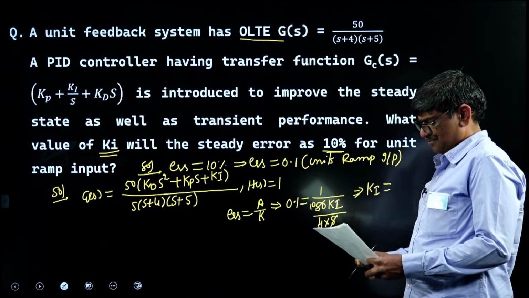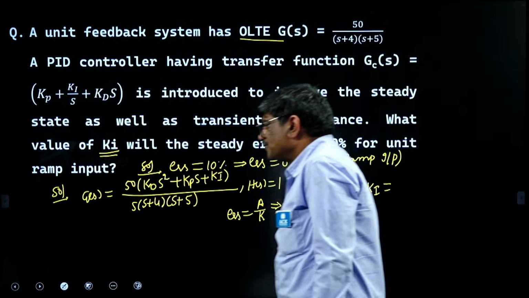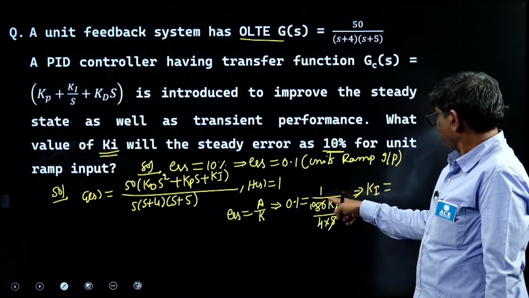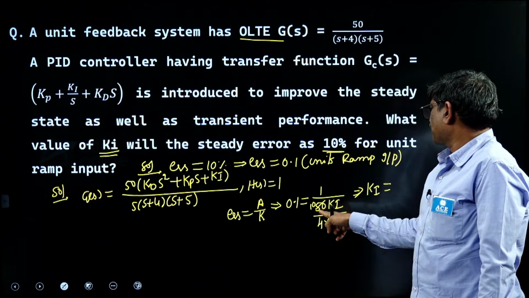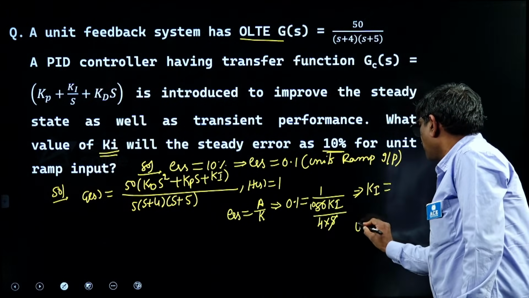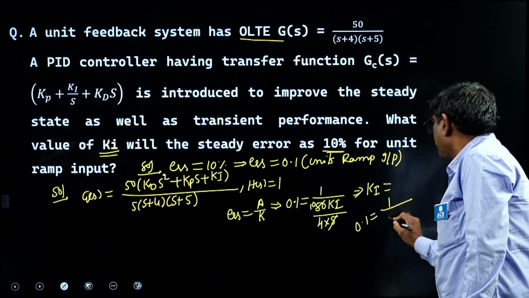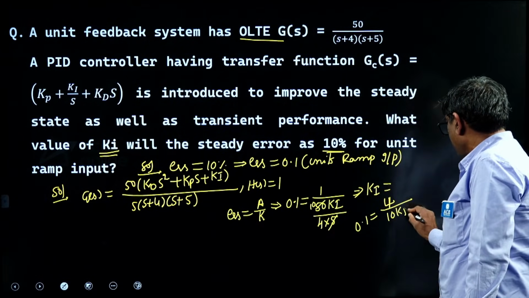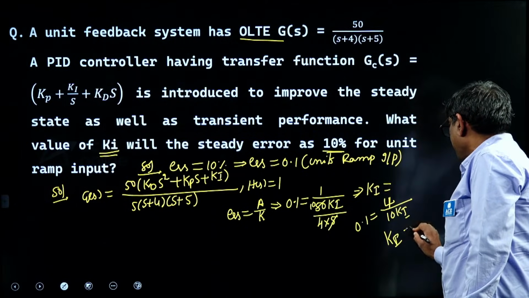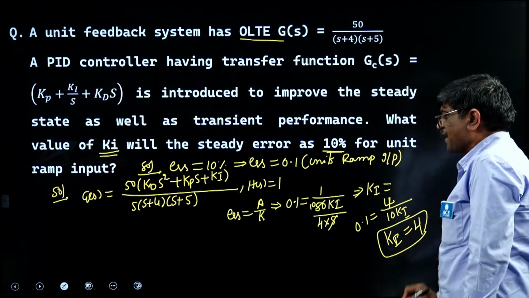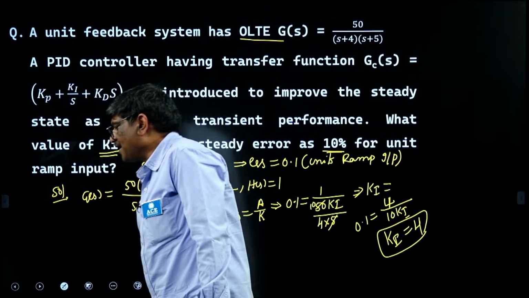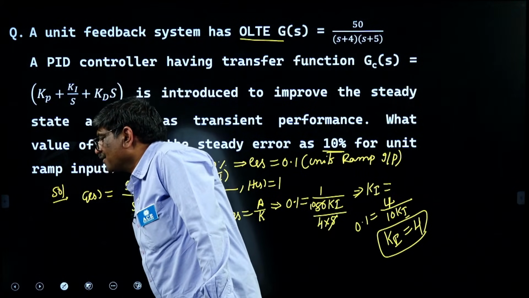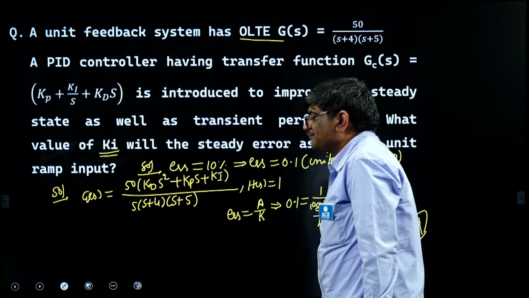Anybody answer? 0.04, is it correct? So here 20, so 0.1 equals 10 Ki divided by 20, and here 4. So Ki equals 4. Check it. Ki equal to 4. Is it correct? Yes, very good.